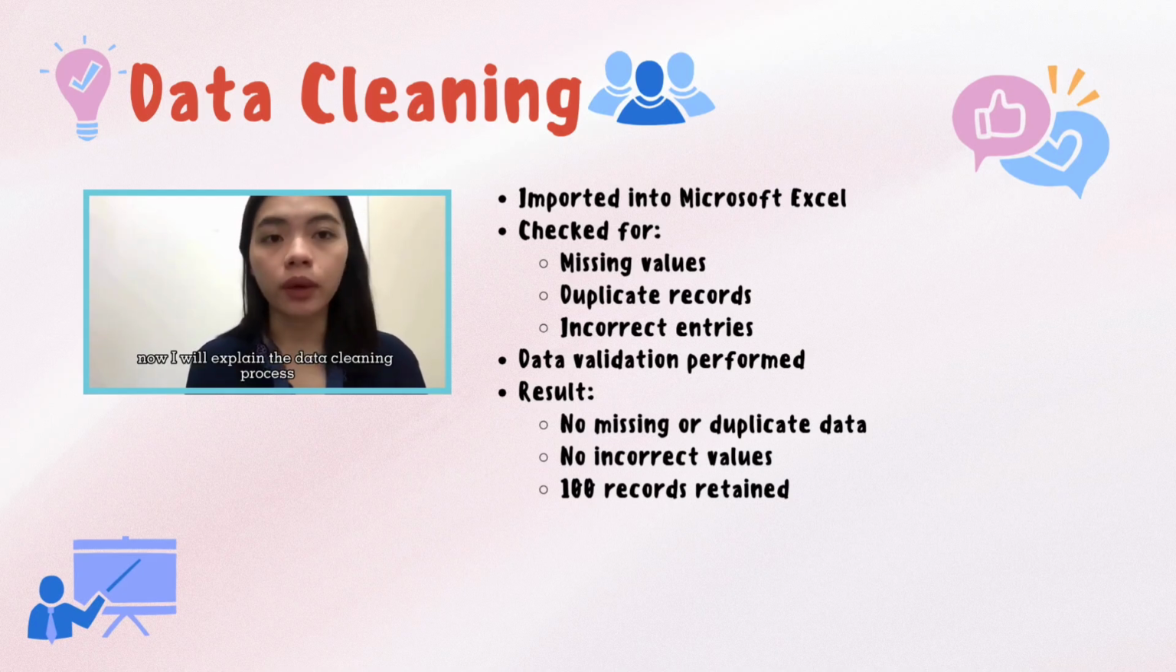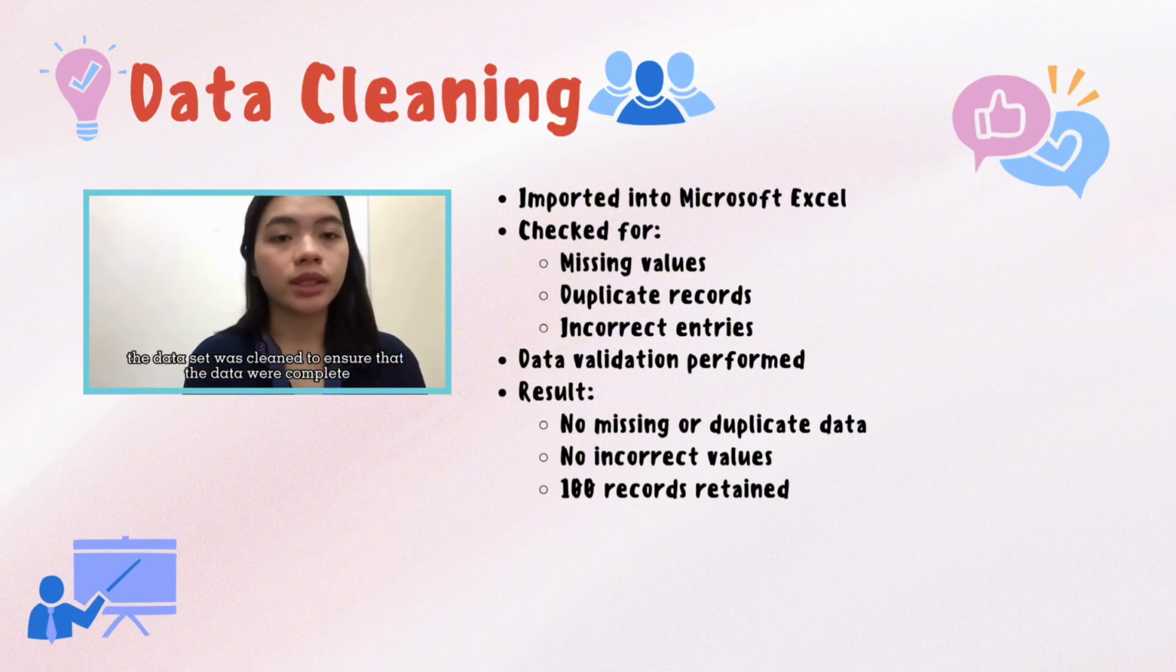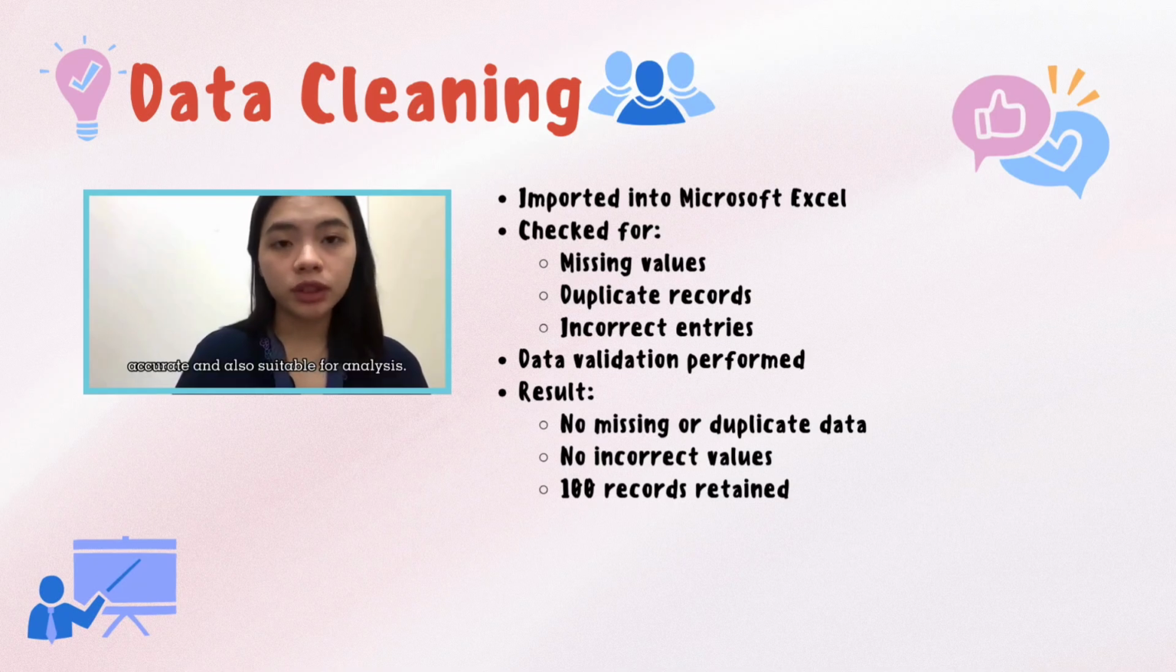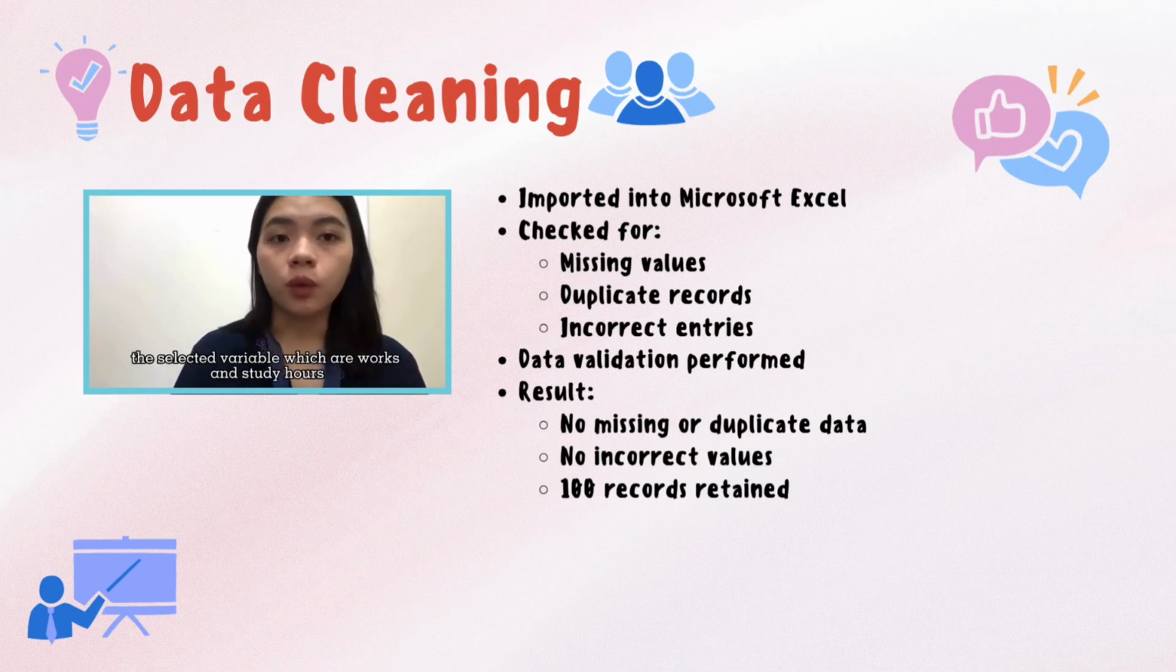MS241031436. Now I will explain the data cleaning process. Before conducting the statistical analysis, the dataset was screened to ensure that the data were complete, accurate, and also suitable for analysis. The selected variables, which are work or study hours, sleep duration, and also depression, were checked for missing values, duplicate records, and also incorrect entries.